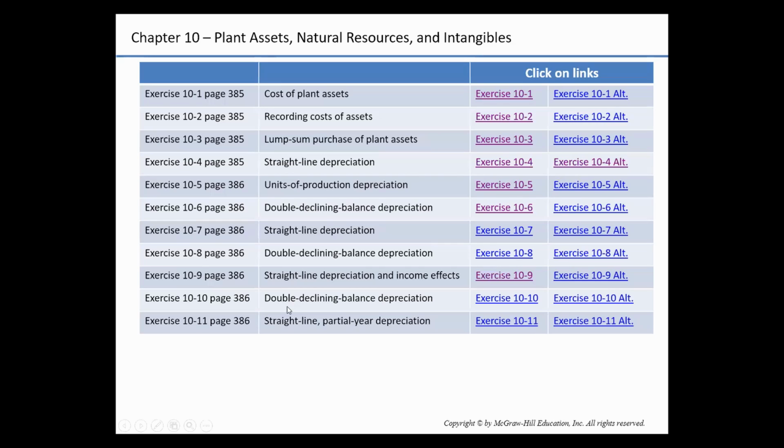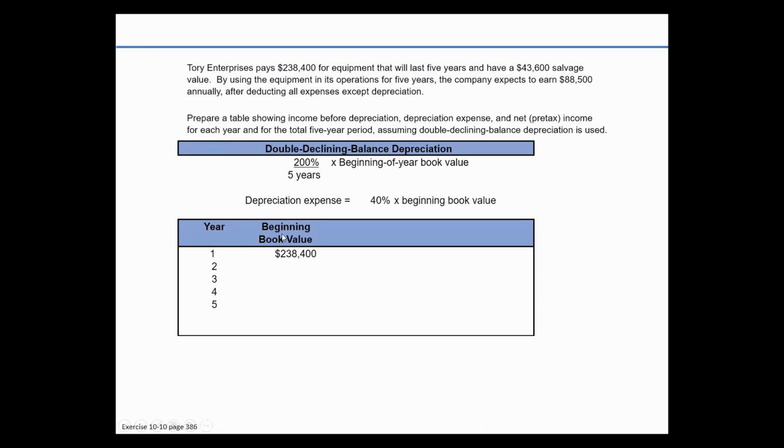So if they were to use, let's say, a double declining balance, we'll see that that makes a difference for their net income. So again, same information. You'd figure out 200% times the beginning book value over 5 years. So the beginning book value is 238,400. Depreciation rate's 40%. So the depreciation is 95,360. That leaves an ending book value of 143,040. So you start with that, multiply. And depreciation, again, is more in the beginning, and then it gets down to less.